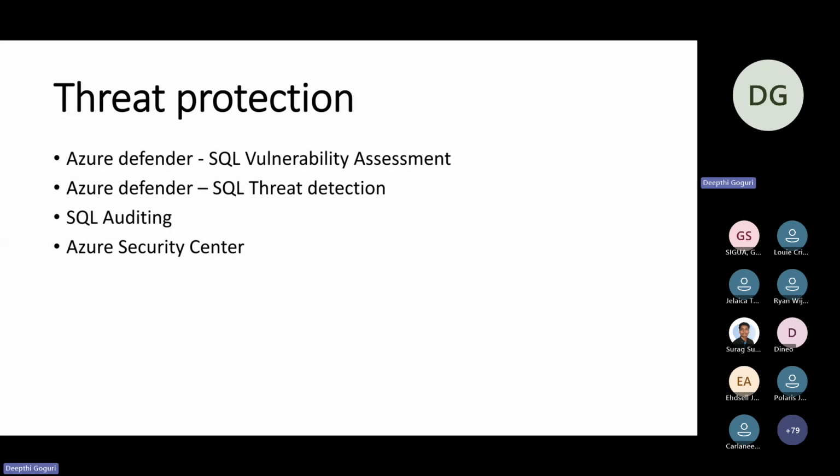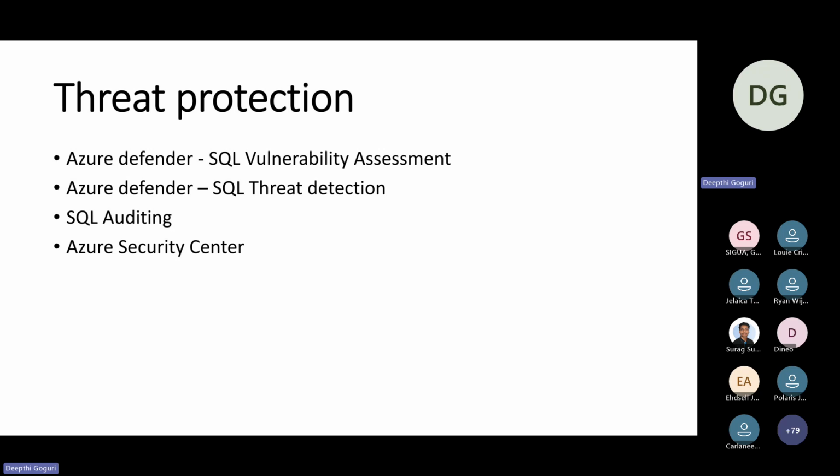SQL Vulnerability Assessment is all about this: once you build your database and enable this option, Azure Defender SQL Vulnerability Assessment will assess how you have built your Azure SQL database based upon the standards of Azure. If there are any vulnerabilities compared with the standards of Azure, and it sees that an option needs to be disabled per the Azure standard, it will give you an alert saying you need to turn it off if you wish to. That is the vulnerability assessment.